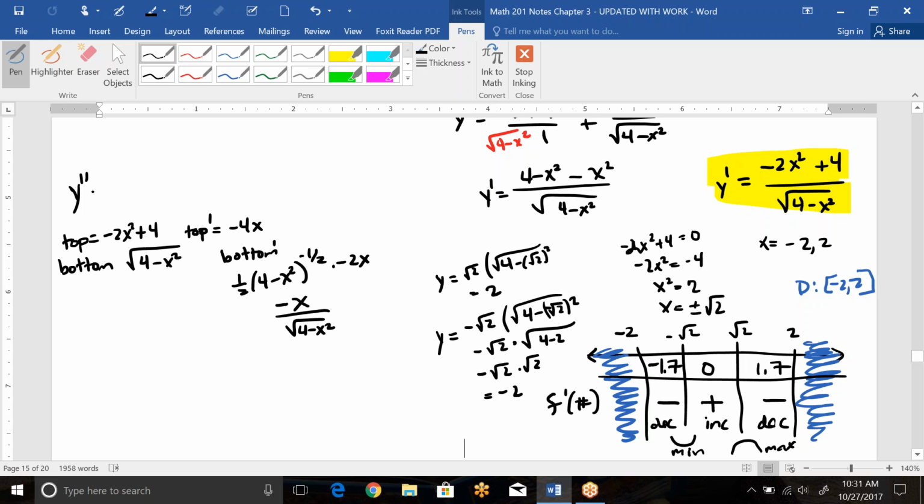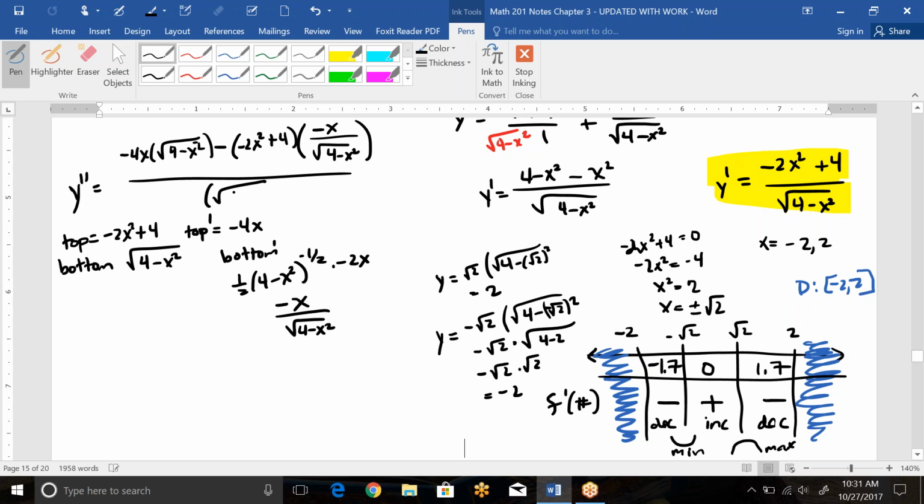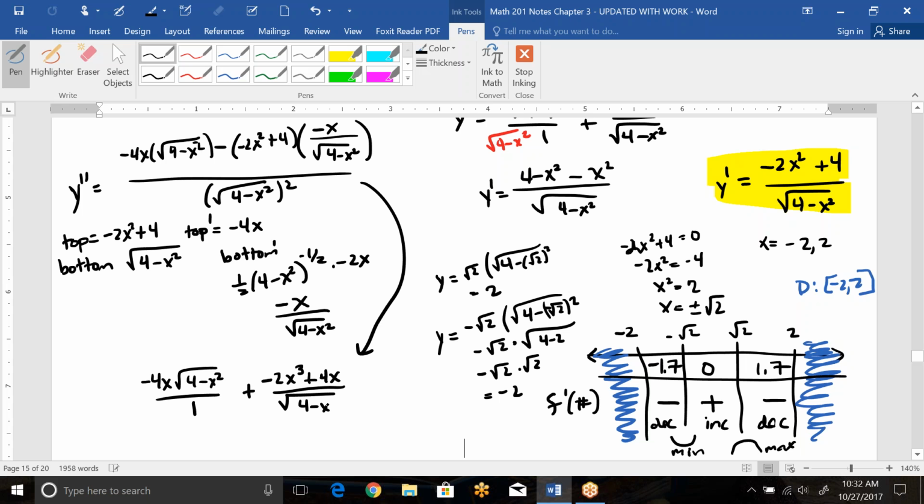Okay, so then we have to do our y double prime. So we have that it's the derivative of the top times the bottom minus the original top times the derivative of the bottom, all over the bottom squared. Okay, so we're going to have to work this out. So I'm going to write everything as a fraction. So it's negative 4x square root of 4 minus x squared all over 1. I'm going to go ahead and try to distribute some of this. This is a negative times a negative, so we're going to be doing a positive x to distribute all this. So it's going to end up being still negative 2x cubed and 4x. Okay, and then that is over the square root of 4 minus x squared, all over this part squared, which would just be 4 minus x squared.